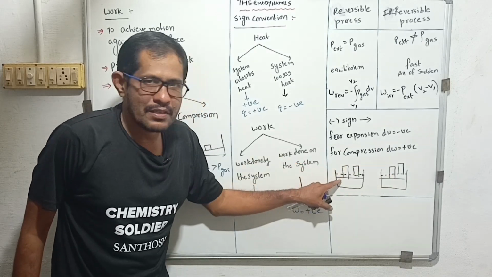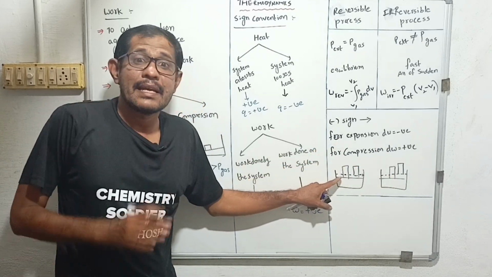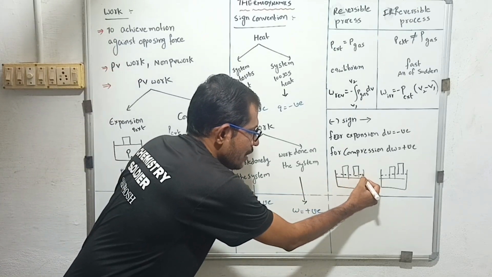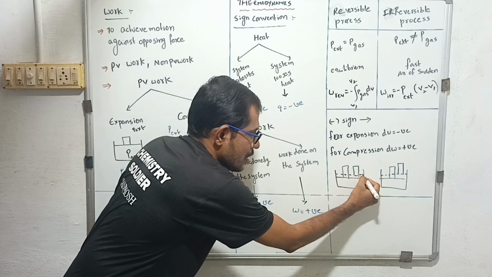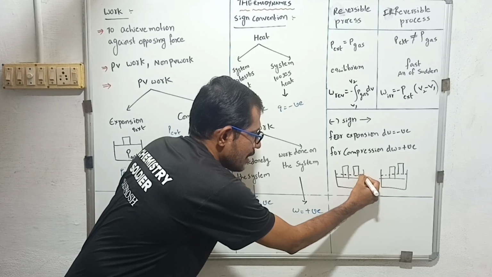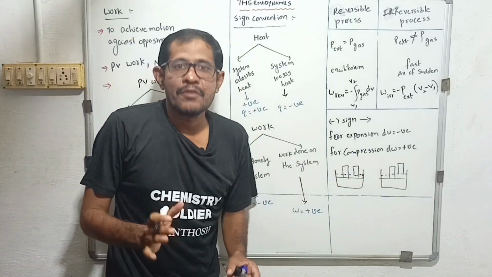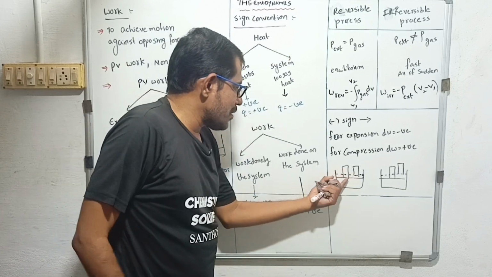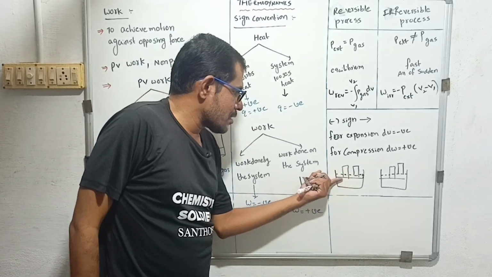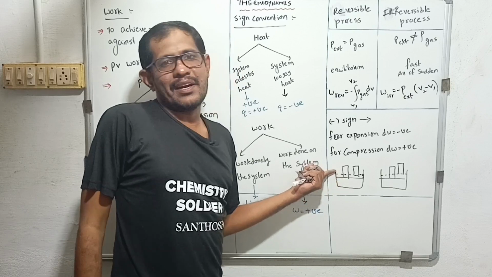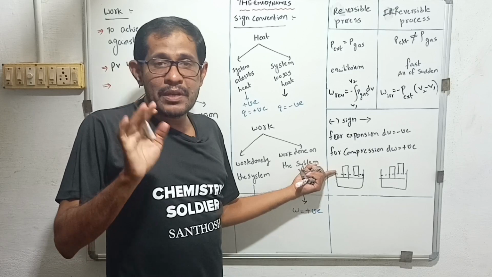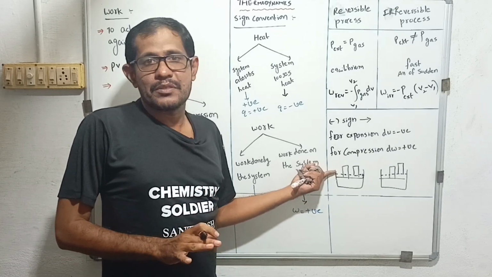In a reversible process, it happens in a thousand steps. That means first the piston will move here, next here, next here, like that in an infinite number of steps, for a thousand steps, for a lakh steps, the piston will reach from the solid line to the dotted line. That means a reversible process involves so many steps.